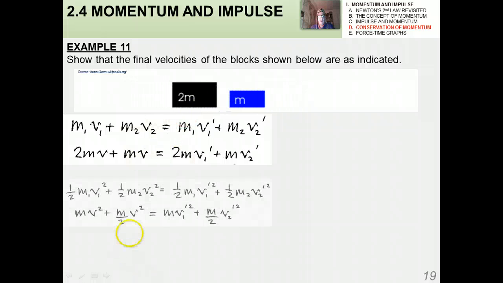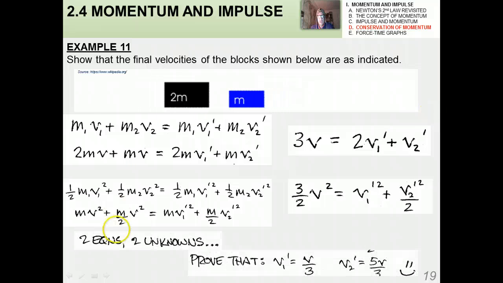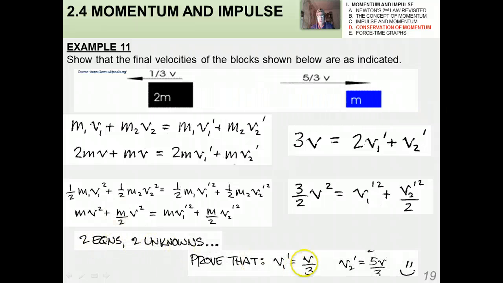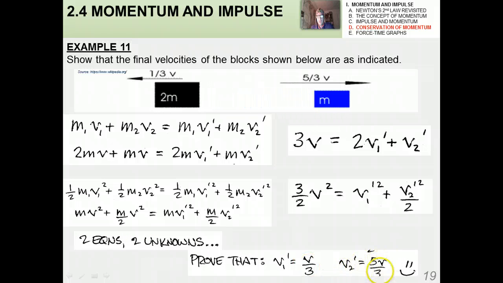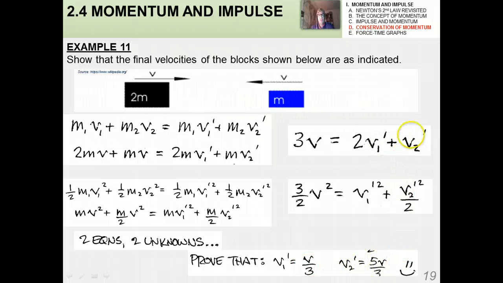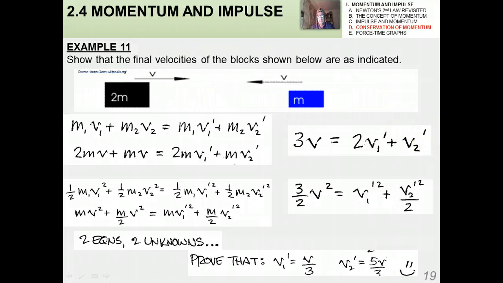Conservation of momentum, conservation of energy. I rearrange these equations as such. I have 2 equations and 2 unknowns, and you just need to prove that v1 prime is v over 3 and v2 prime is 5v over 3, okay? So good luck with that. If you get stuck, ask me to do it in class. I'll be happy to do it, okay?